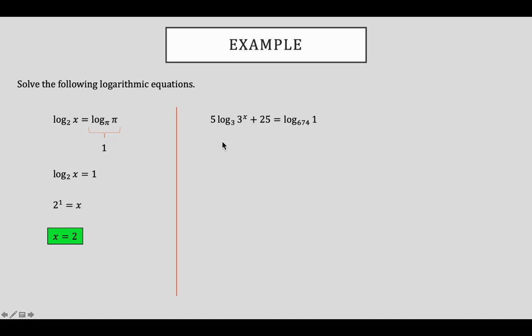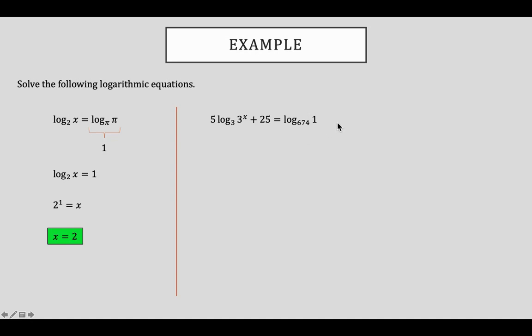5 raised to the log base 3 of 3 to the x, plus 25, is equal to log base 674 of 1. Wow, look at this. Log base 674 of 1. This seems like it could be really complicated. However, recall from our properties of logarithms on the last slide that log base a of 1 is equal to 0.